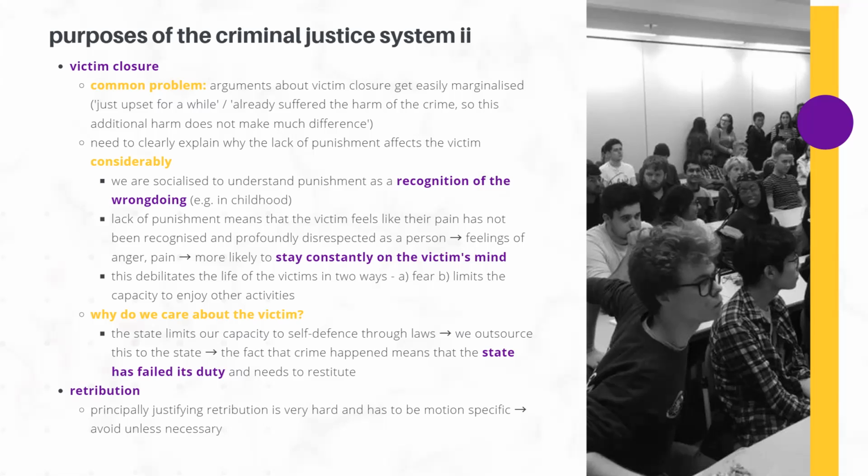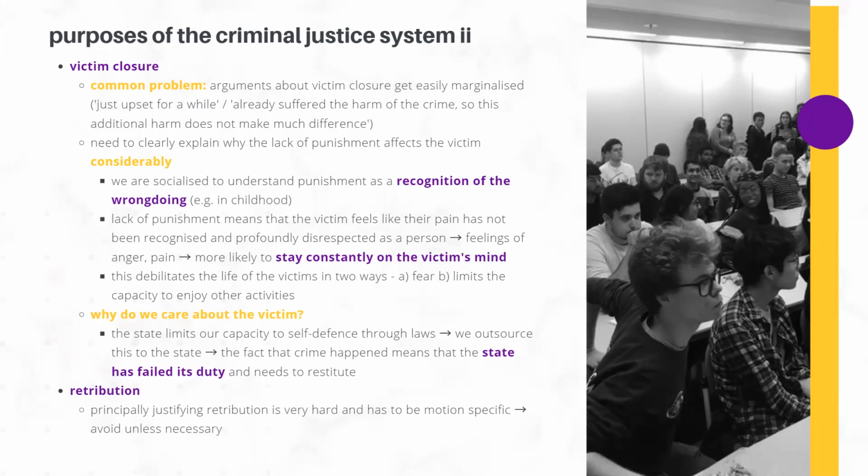What that means is that when punishment does not accrue, the victim feels like their pain has not been recognized, that they've been disrespected. Because if a severe wrong was done to them, then they've been socially conditioned to expect that the response ought to be, if that wrong was a significant one, that the person who committed that wrong would be punished in some meaningful sense. What that means is when that punishment doesn't happen, that victim feels lots of emotional responses. They feel anger, they feel pain, they feel unrecognized.